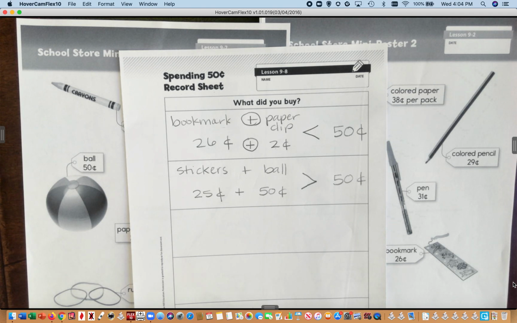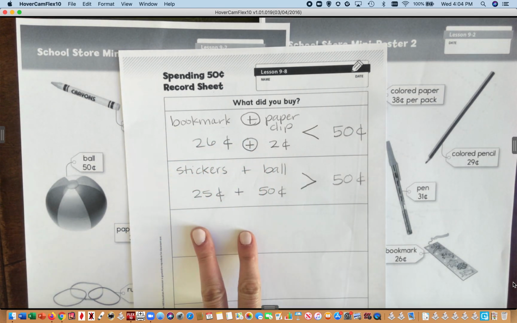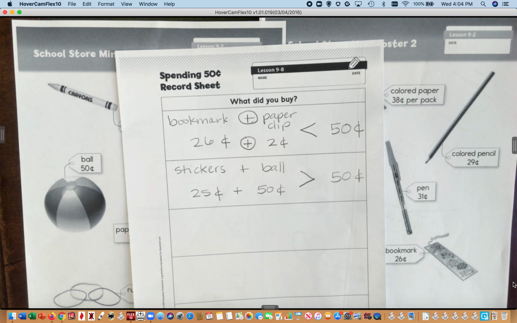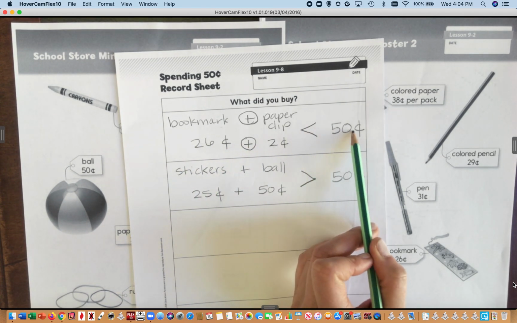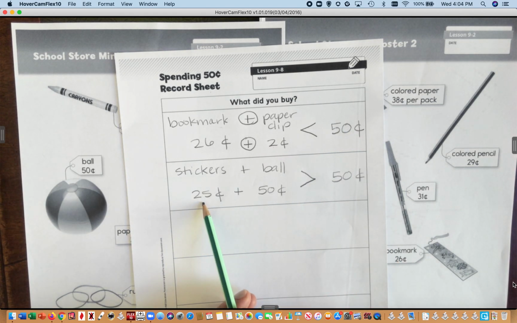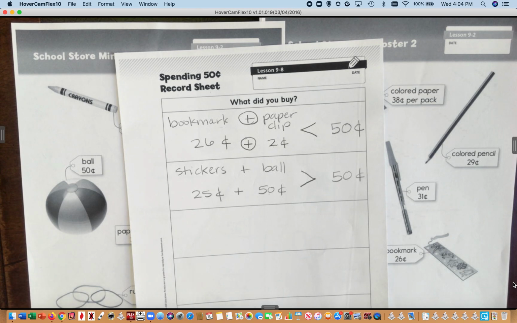One more time just to remind you, the open mouth of the greater than or less than symbol should eat the bigger number. Double check it to make sure it's facing the right way. You should find 2 items each time you shop, fill up all 5 boxes, and make sure each time you have a number model. So this is 26 cents plus 2 cents is less than 50 cents. 25 cents plus 50 cents is greater than 50 cents.